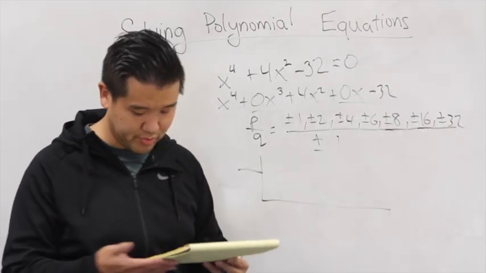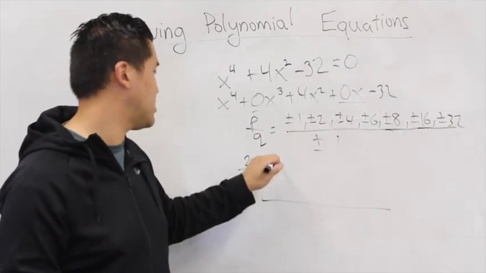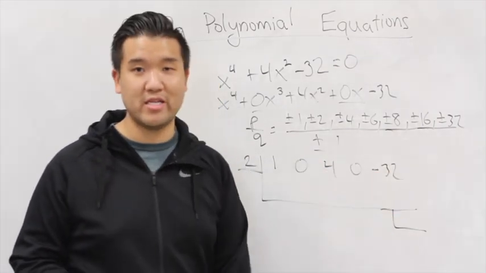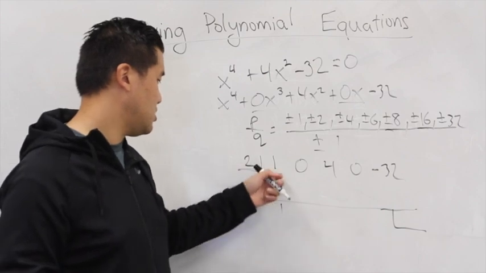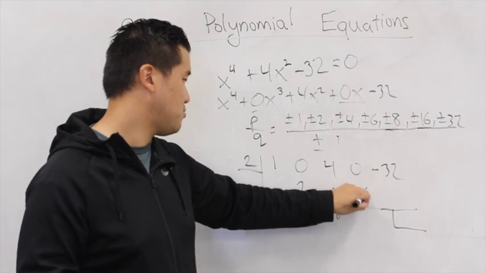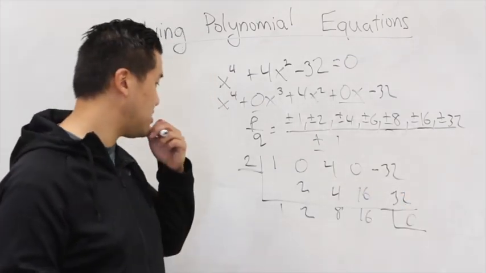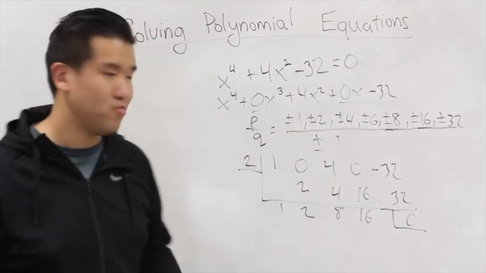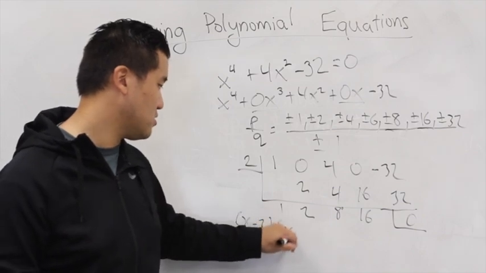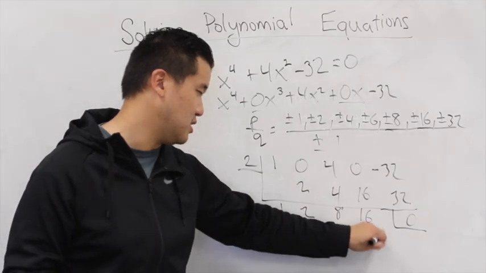I'm just going to pick, let's just try 2. I don't know if it's right. We're going to try it since it's one of our options. You have 1, 0, 4, 0, negative 32. We test it. Hopefully we get 0. Fingers crossed. Drop the 1, multiply, bring it down, multiply, bring it down, multiply, bring it down, multiply. We get 0. Perfect, which means what? 2 is an x-intercept, which means x minus 2 is a factor. This is what's left over. So you have x cubed plus 2x squared plus 8x plus 16.